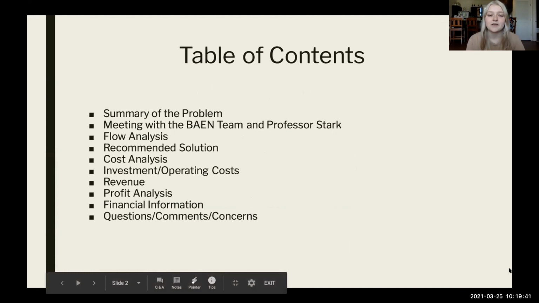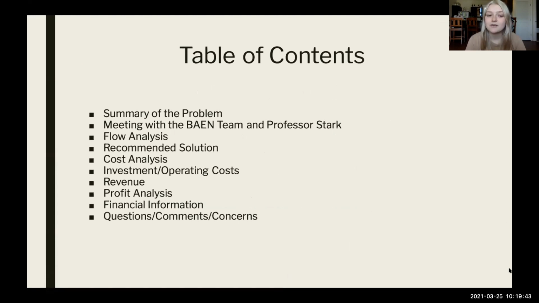So what we'll be talking about today, we're going to summarize the problem that we've been given. We'll talk about our meeting with the Bain team, who has worked on similar projects as this one, and our meeting with Professor Stark. We're going to recap the flow analysis and our recommended solution. We're going to dive into an analysis of our costs, and we're going to break them down further, our investment costs and those involved in operation. We'll talk about our potential revenue, and then we'll be combining those values and looking at our potential profits. And then we'll give you our financial values, such as the net present value and return on investment, and then we'll have time for questions or comments.